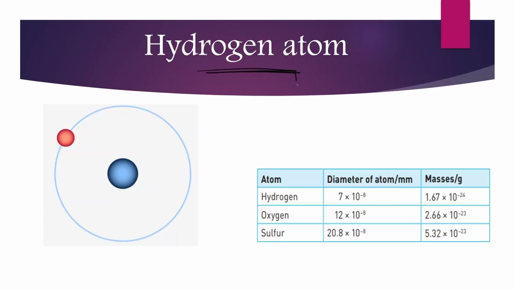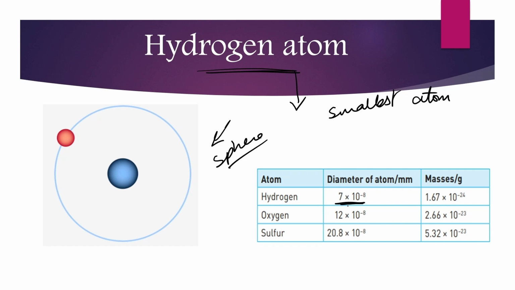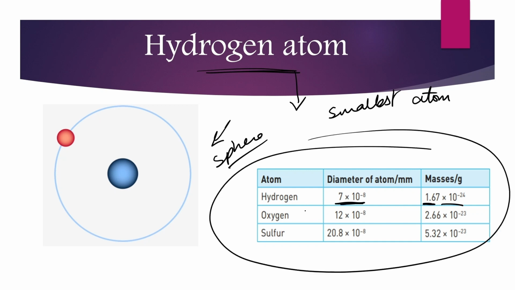Hydrogen atom is the smallest atom. We represent it as a sphere having a diameter of 7 times 10 to the power negative 8 and a mass of 1.67 times 10 to the power negative 24. As we can see in the following table, atoms of different elements have different diameters as well as different masses.